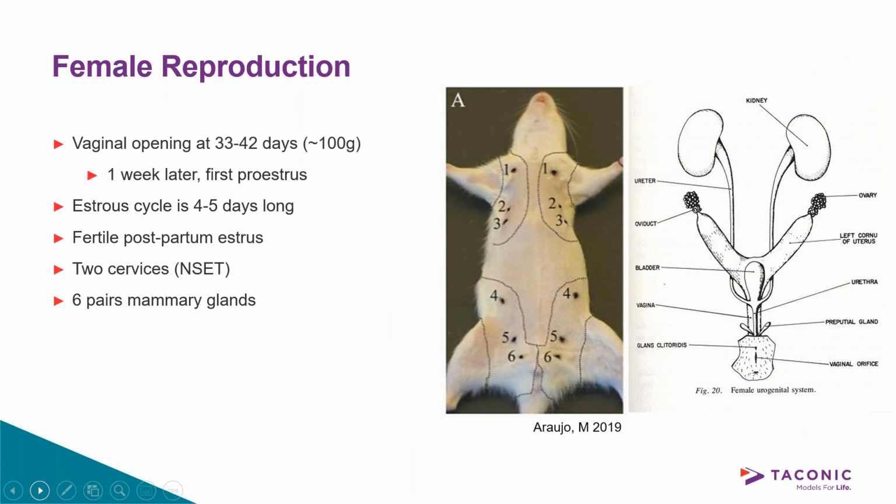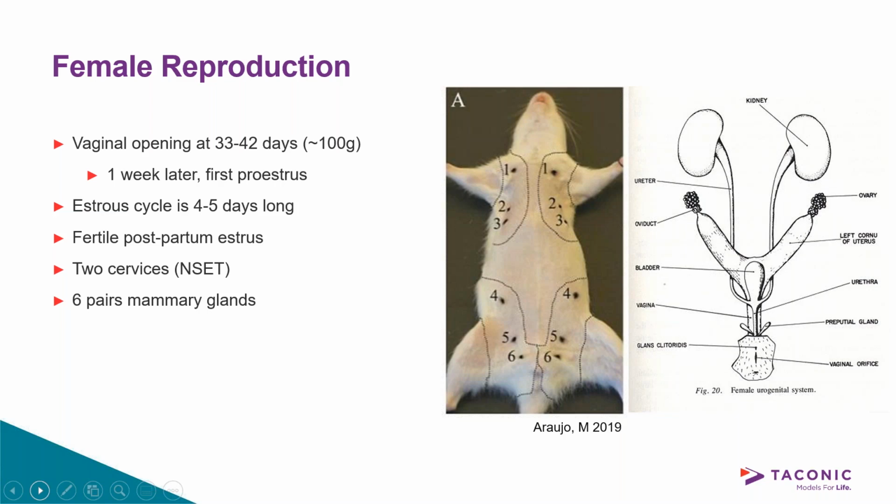Females mature a little bit earlier here, so they'll have the vaginal opening occur at 33 to 42 days, or about when they're 100 grams. So for strains that are more inbred, where they might be smaller than your outbred, this 100 grams might occur a bit later.